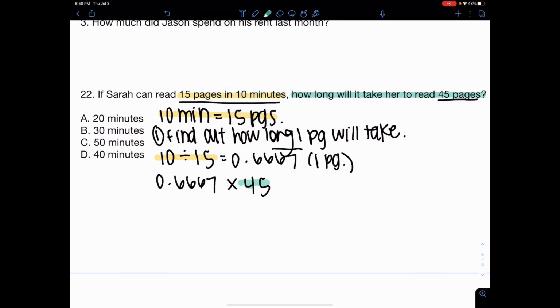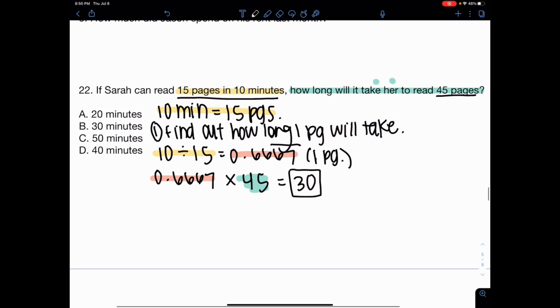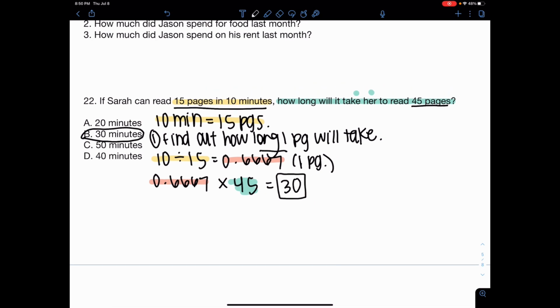And of course that 45 came from up here, and that 0.667 came from right here. That times 45, 30. So it took her 30 minutes to read 45 pages. I don't read, so I don't know if that's normal. I feel like it is, though.